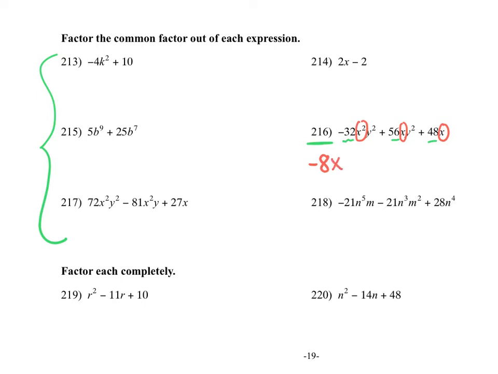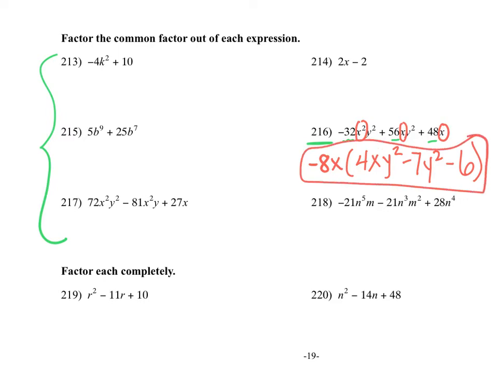So now I'm going to continue. Since I factored out a negative 8x, I open parentheses and say, okay, negative 8 times something equals 32, so 4xy squared plus, minus 7y squared minus 6, and this would be my answer. Okay, let's try one more.